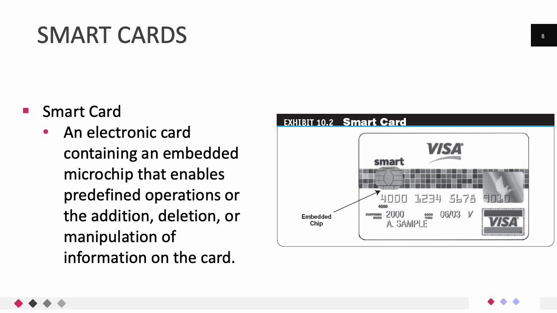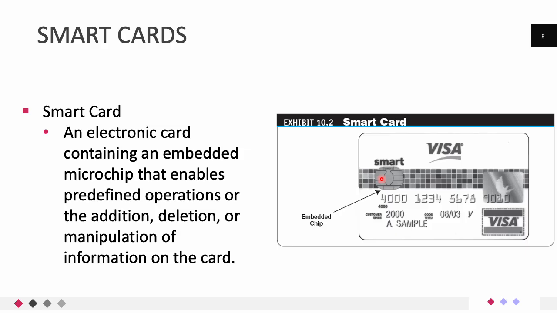Okay. Now smart cards. Smart cards. It's actually just a regular bank card, but with a tiny brain inside. It's called a microchip. This chip can store and process information, which means the card can do more than just swipe or tap.